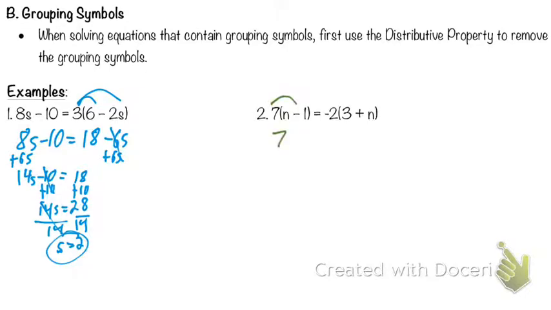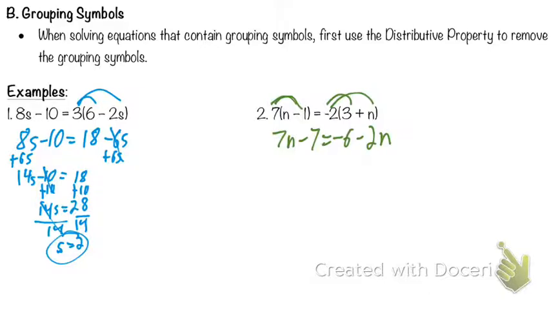7 times n is 7n. 7 times -1 is -7 equals -2 times 3 is -6. And negative 2 times n is negative 2n. We ask ourselves a question. Would I rather subtract 7n or add 2n?